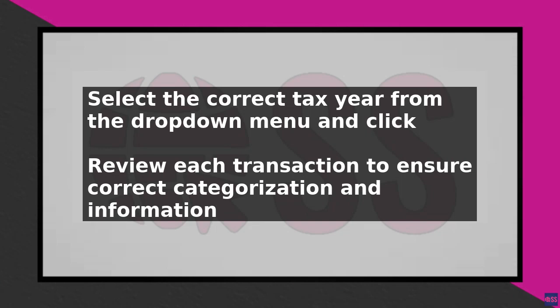Koinly will then prompt you to review your transactions to ensure accuracy. Review each transaction to ensure it is correctly categorized and that all relevant information is included. You can edit transactions as needed to ensure accuracy. Once you have reviewed your transactions, Koinly will generate your tax report.